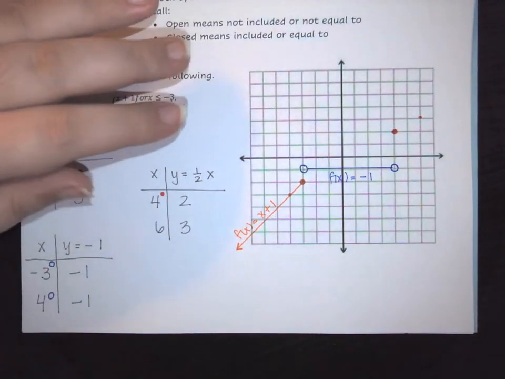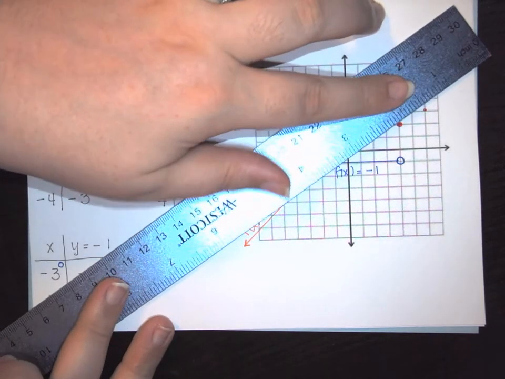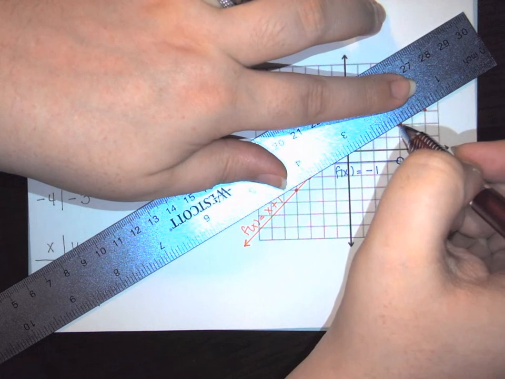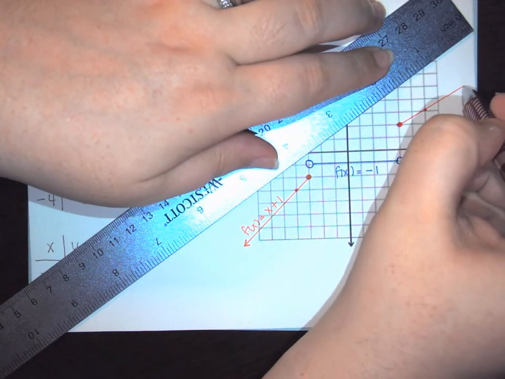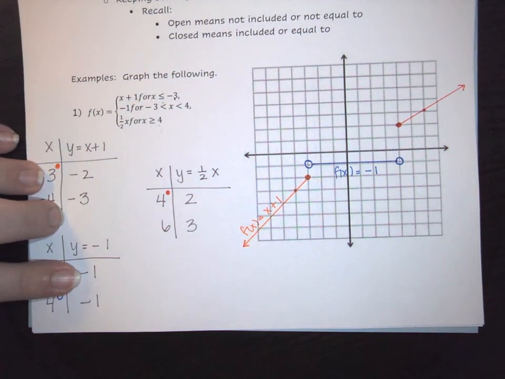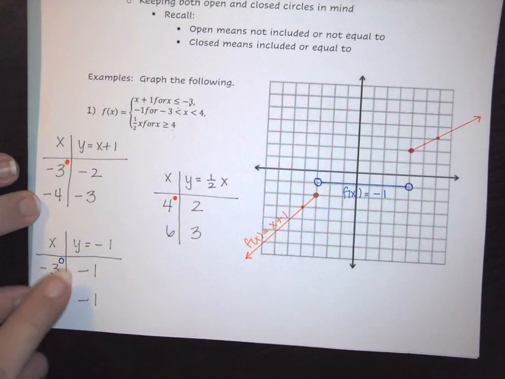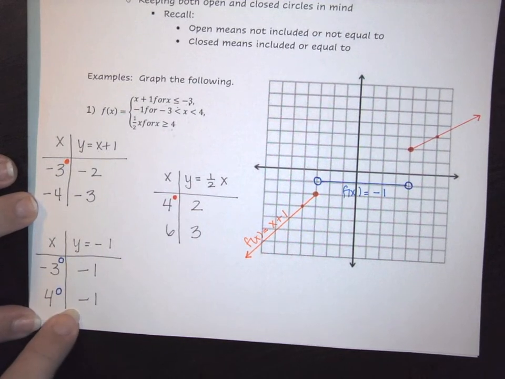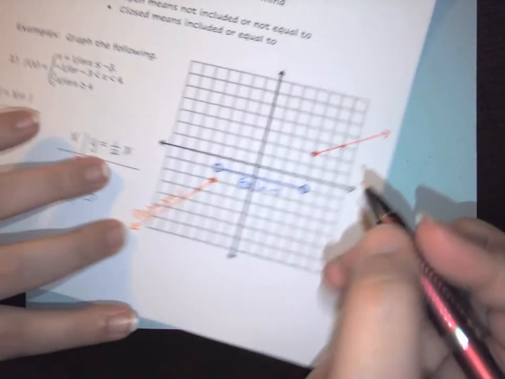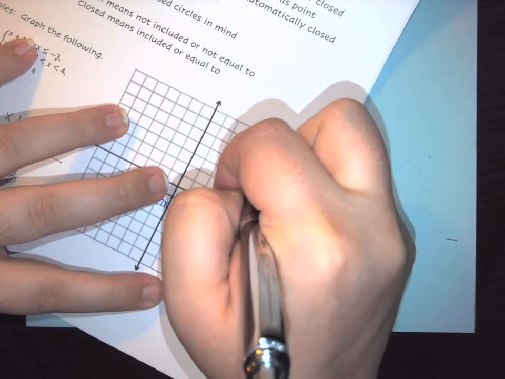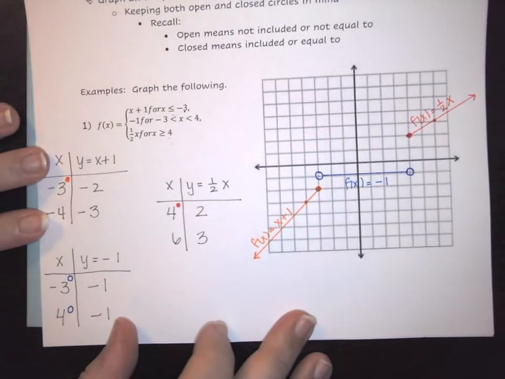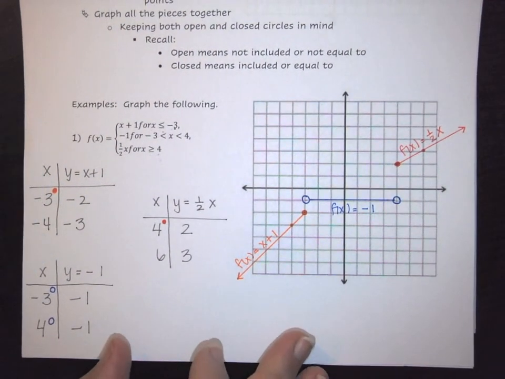And I'm going to again, just like before, draw in my line. Now I'm choosing to use a straight edge. Obviously you would not have to. And if you're doing this on a computer, obviously the computer would draw the line for you. So the most important piece with these piecewise is creating your coordinate points so you know what to do. Now the last thing I would do here is I would go ahead and label that this is the f of x equals 1/2 x. And there you have it. That is all there is to it.